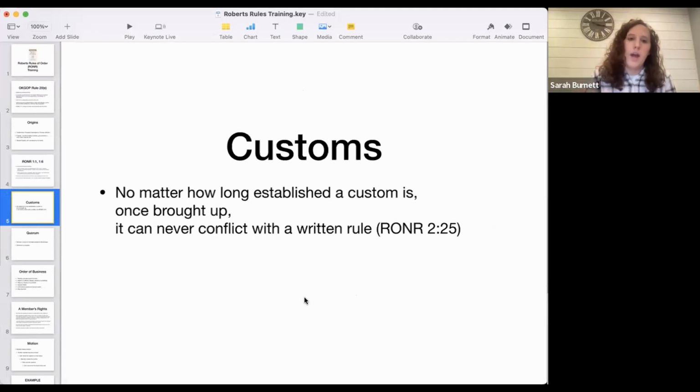One thing I want to bring up is a little rule in Robert's Rules of Order 225. No matter how long established a custom is, once it is brought up, so once somebody recognizes, oh, we're practicing a custom, but it's in conflict with a rule, then that custom has to stop being followed, and you have to follow the written rule. But it does take somebody calling it out. And this is the importance of individual members studying and understanding our rules and making sure they're applied.